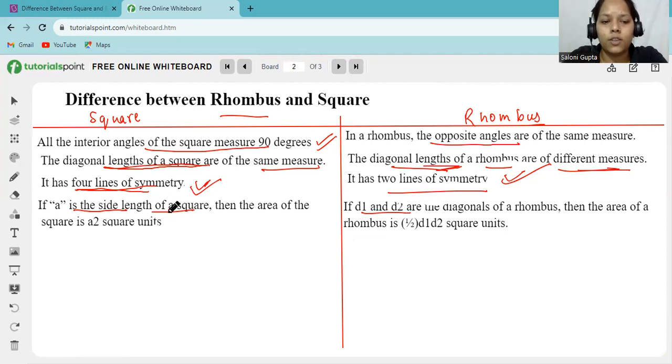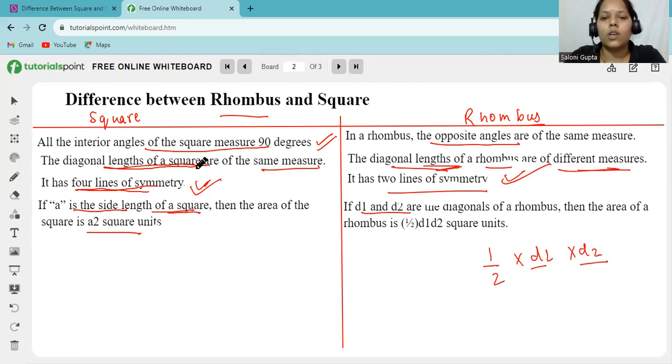Then if a is the side length of a square, then the area of a square is a square units, but in case of a rhombus it is 1 upon 2 into d1 into d2, where d1 and d2 are the diagonals of the rhombus.